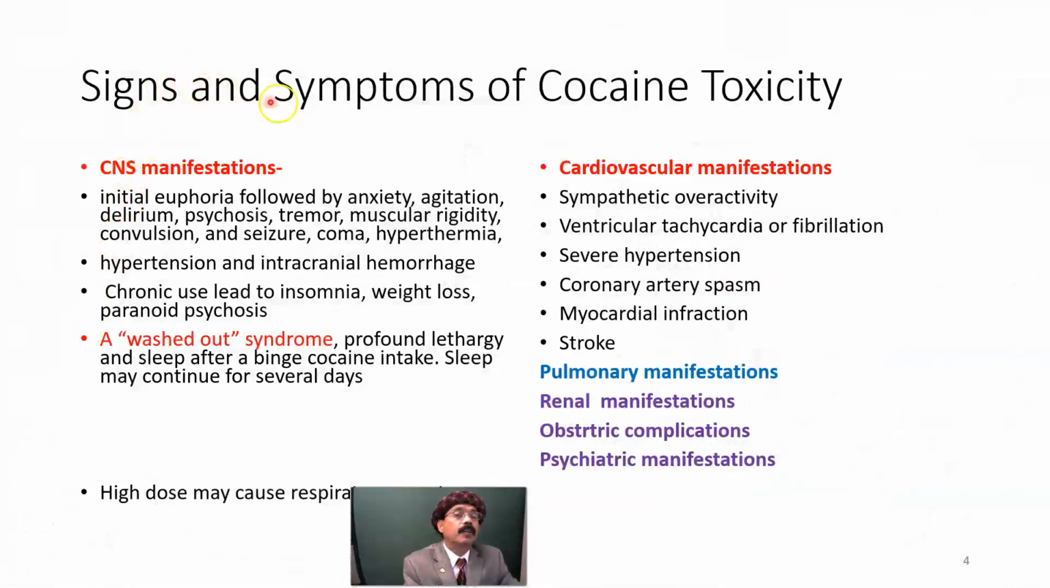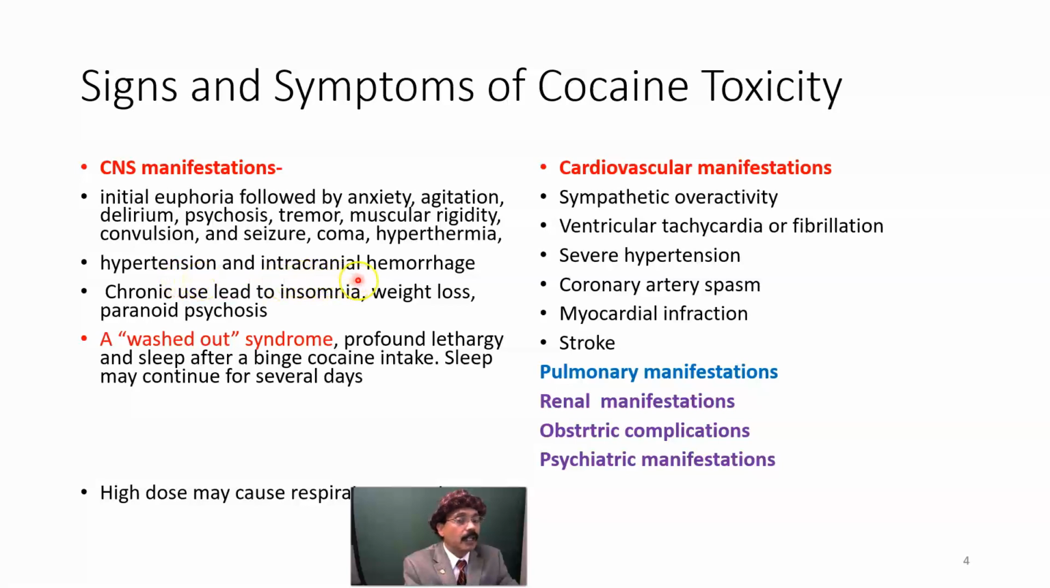Okay. What are the signs and symptoms? Cocaine acts on all the systems. It affects the CNS, the cardiovascular system, the pulmonary system, and the kidney. Obstetric complications are also possible. Psychiatric manifestations are also possible. In the central nervous system, initially it causes euphoria. Euphoria means a sense of happiness, followed by anxiety, agitation, delirium, psychosis, tremor, muscle rigidity, convulsion, seizure, coma, and hyperthermia. So temperature will go up. There will be hypertension, blood pressure will go up.